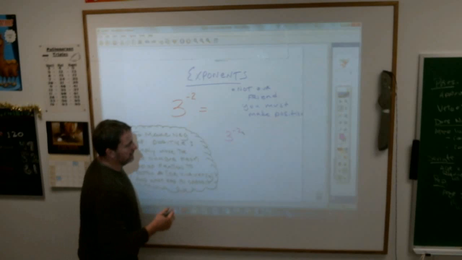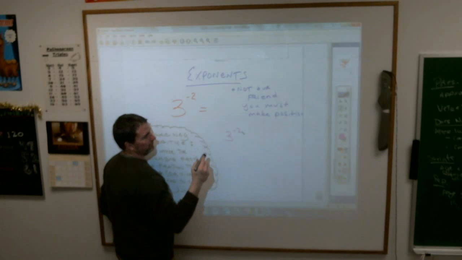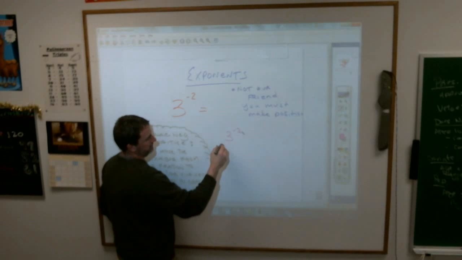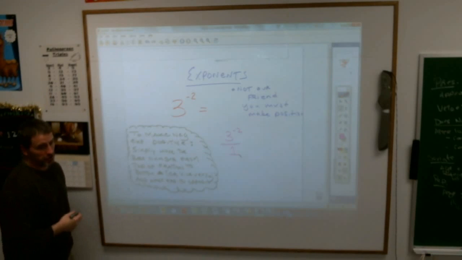Jacob? Do it over 100? What's a percent? That is a percent. I thought you were halfway there. Sammy? Over one. So this really becomes 3 to the negative 2 power over 1. That's making it a fraction.